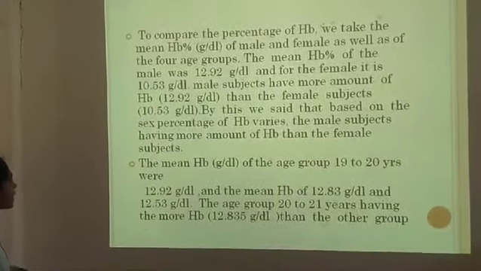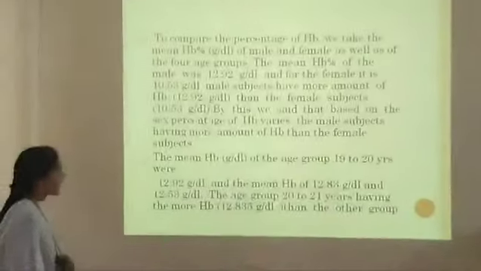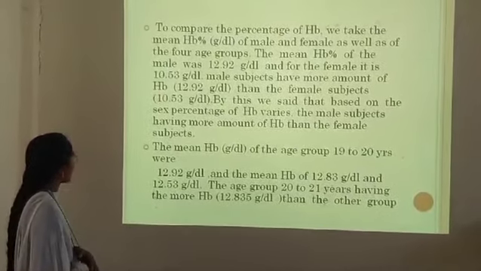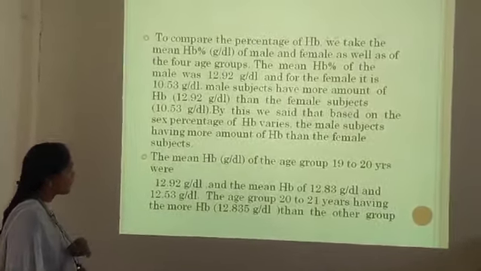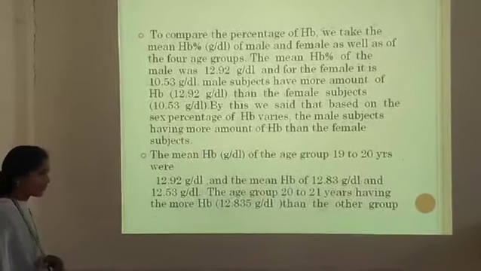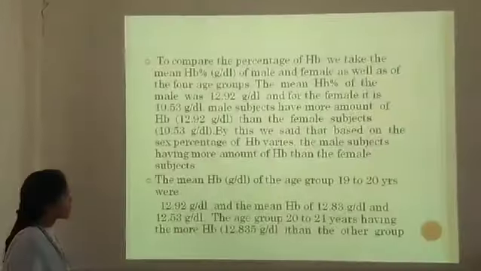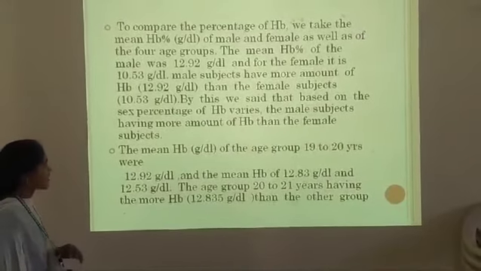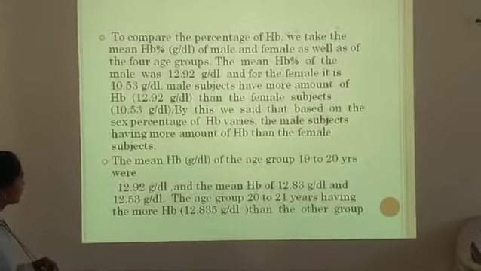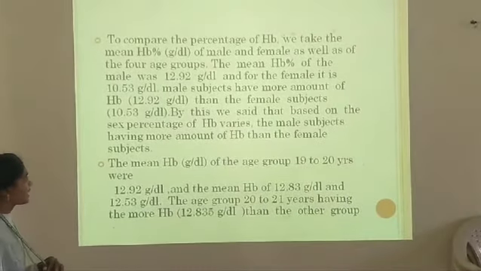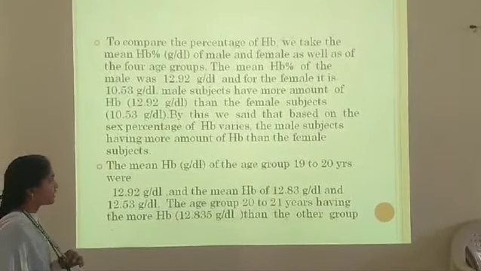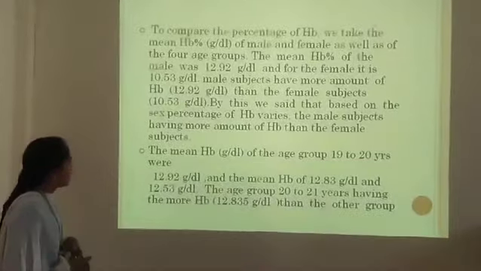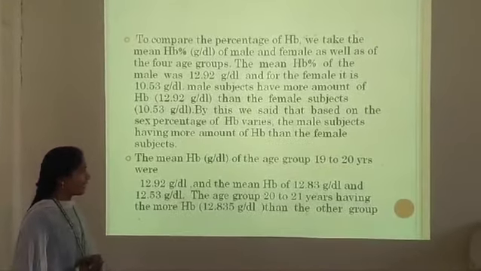To compare the percentage of hemoglobin, we take the mean hemoglobin percentage of male and female as well as of the 4 age groups. The mean hemoglobin percentage of the male was 12.92 grams, and for the female it is 10.53 grams. Male subjects have more amount of hemoglobin than the female subjects. By this, we see that hemoglobin varies based on gender.